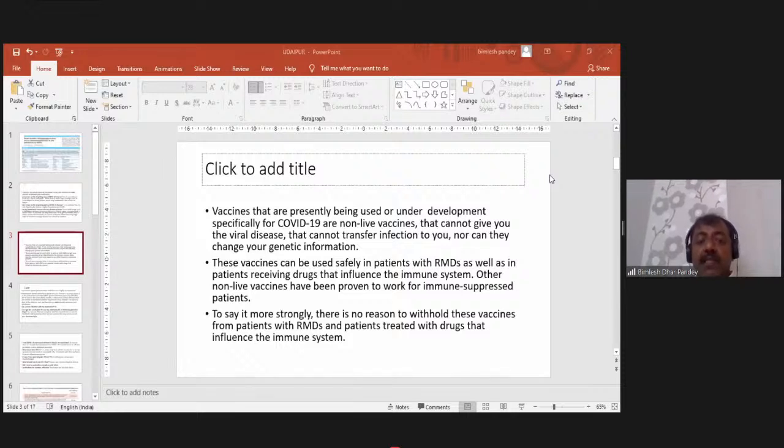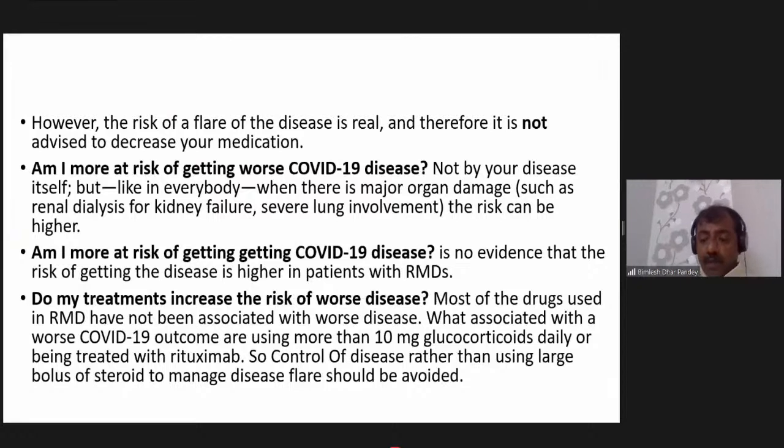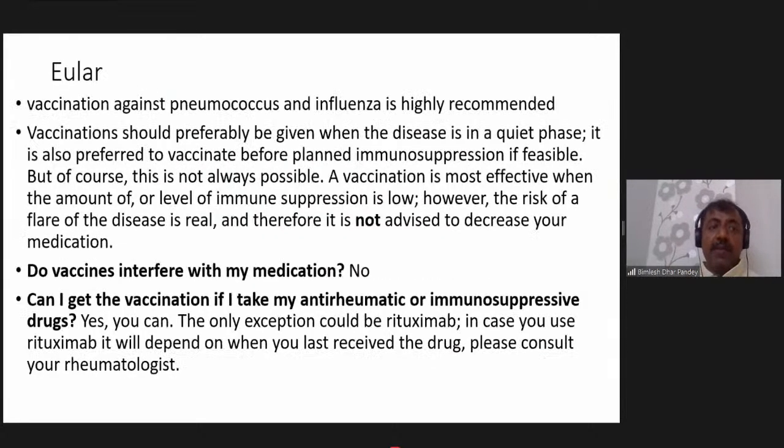These vaccines are safe for patients with various rheumatic diseases. And since they are non-live, they are not going to cause much problem to immune-suppressed patients. And to say it more strongly, there is no reason to withhold these vaccines from patients of various rheumatic diseases. Then comes the guideline that came from EULAR. The EULAR guidelines are also available, and how they came up with the guideline.